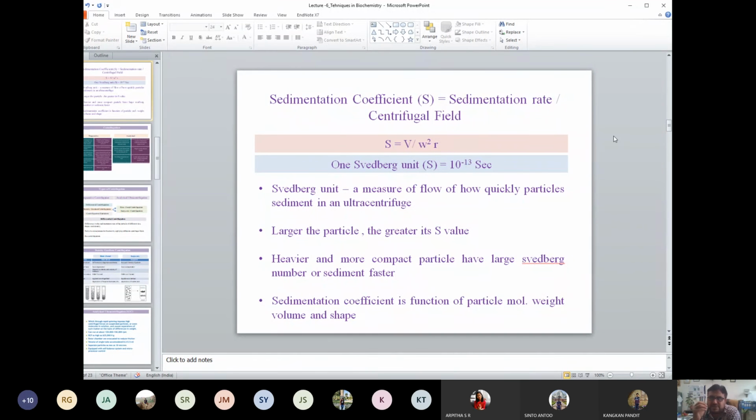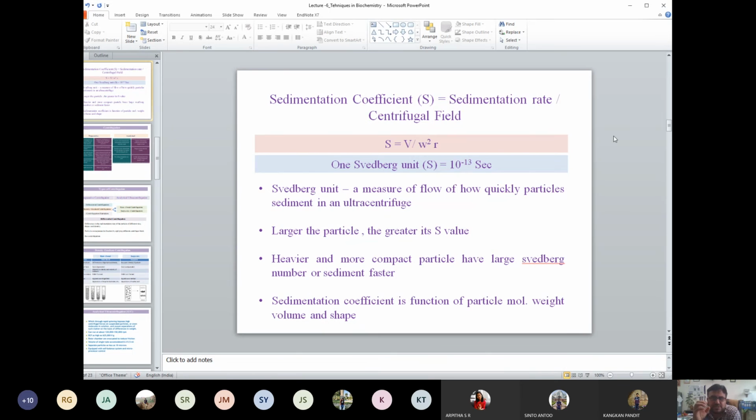If the size of the particle is large, it will have a greater S value. S is the notation which we use to denote the Svedberg. So a heavier and more compact particle will have a large Svedberg number and will sediment quickly. The sedimentation coefficient is also a function of the particle's molecular weight, volume, and shape. So it signifies all these three variables other than the rate of sedimentation.